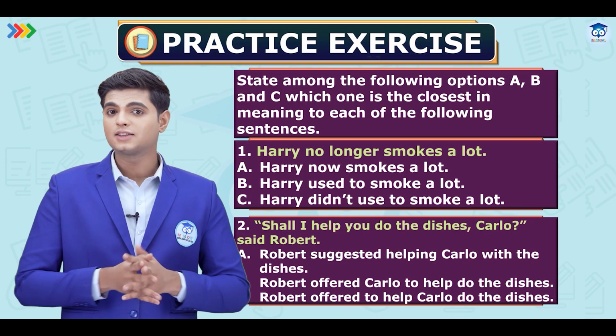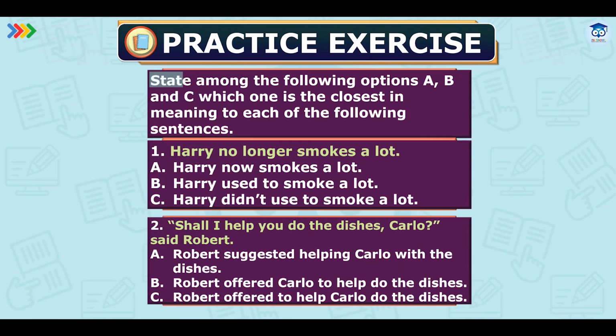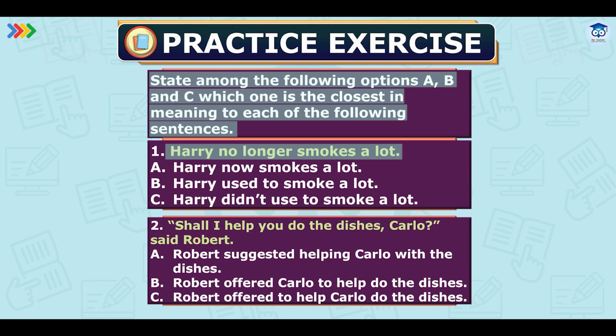Let's try a quick practice exercise to test your understanding of sentence meaning and transformation. State among the following options A, B, and C which one is the closest in meaning to each of the following sentences. The first sentence is Harry no longer smokes a lot. Now, let's look at the options. A. Harry now smokes a lot. B. Harry used to smoke a lot. C. Harry didn't used to smoke a lot. Think carefully. Which one best matches the meaning?